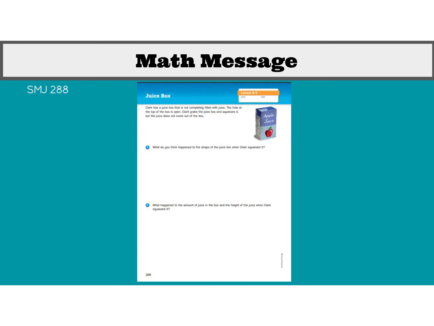Clark has a juice box that is not completely filled with juice. The hole at the top of the box is open. Clark grabs the juice box and squeezes it, but the juice does not come out of the box. So we've got 2 questions related to that information. So let's take a look at number 1. What do you think happened to the shape of the juice box when Clark squeezed it is the first question.